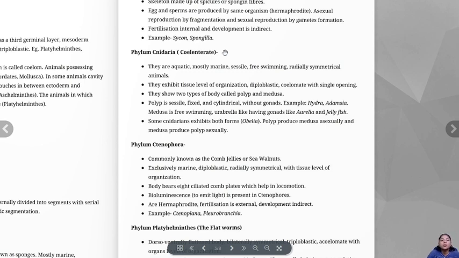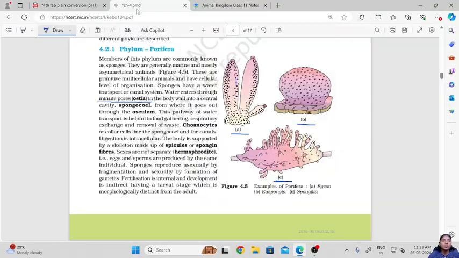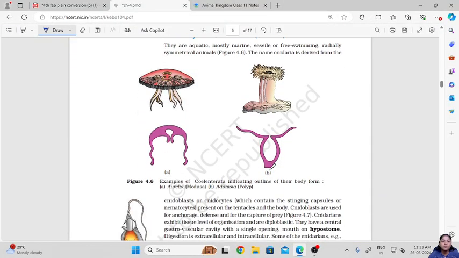They show two types of body called polyp and medusa. So in these organisms, two types of bodies are there. One is the polyp and the other one is the medusa. Now the polyp is sessile, fixed and cylindrical without gonads. For example, Hydra and Adamsia. So here we have the example. Now this is the polyp. So it is sessile, so it is attached. It does not have locomotion. It is cylindrical, and this is how the polyp looks.